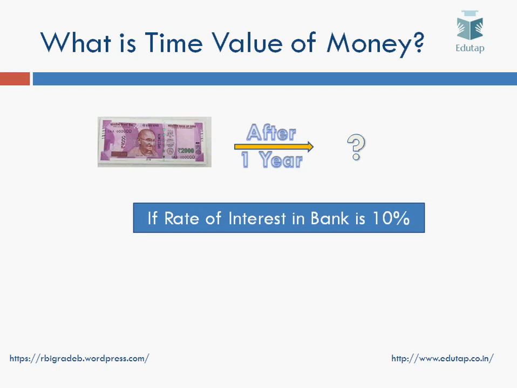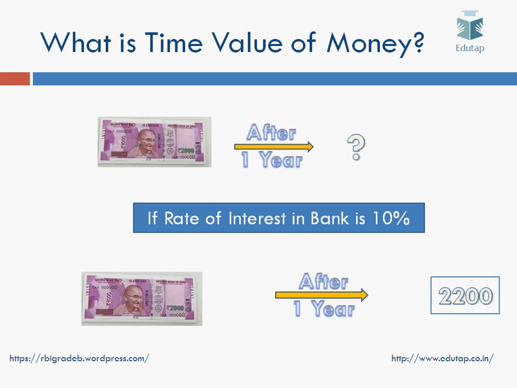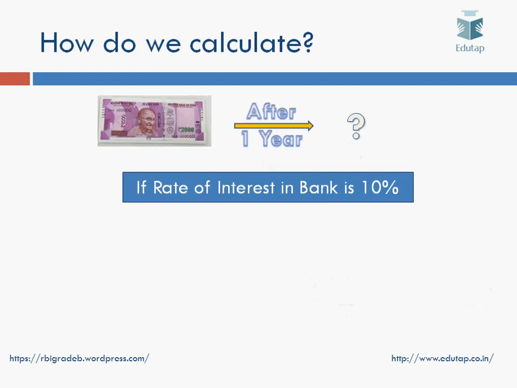But suppose you have put the money in the bank and the rate of interest in the bank is, say, 10%. Now what would be the value of money after 1 year? If rupees 2000 is put in a bank at a rate of 10% for 1 year, the value of money would be 2200. Now how do we calculate this? Well, this is very basic. Most of you would already know how to calculate this, but still, in case somebody is very new to this concept, we will start from the basics.